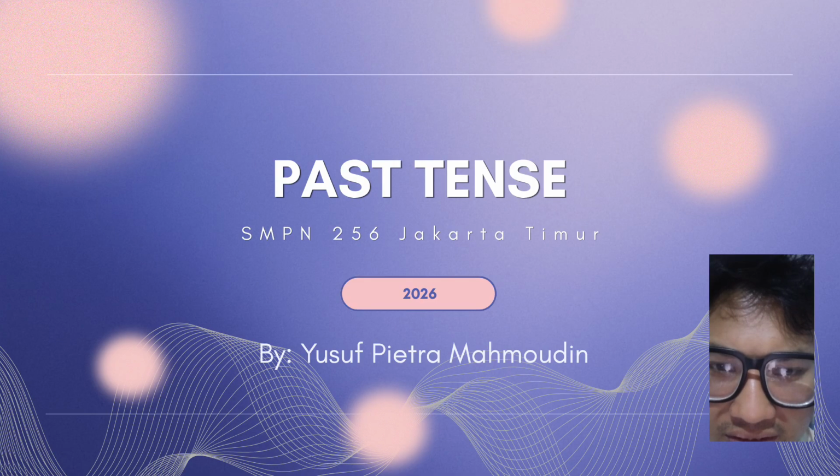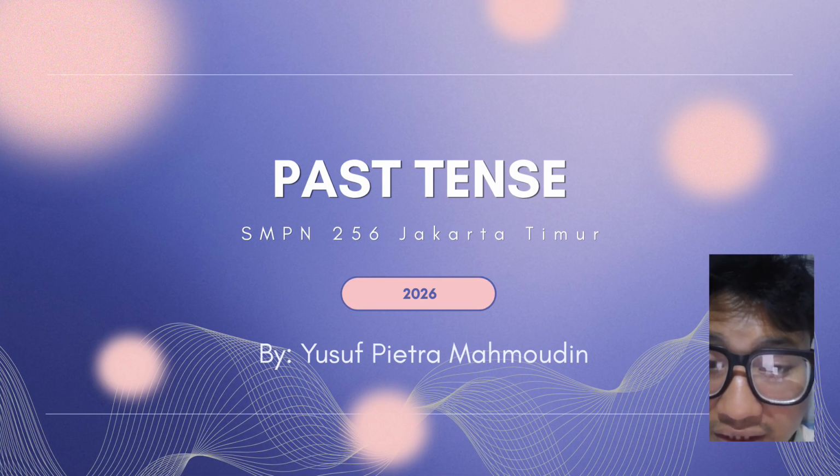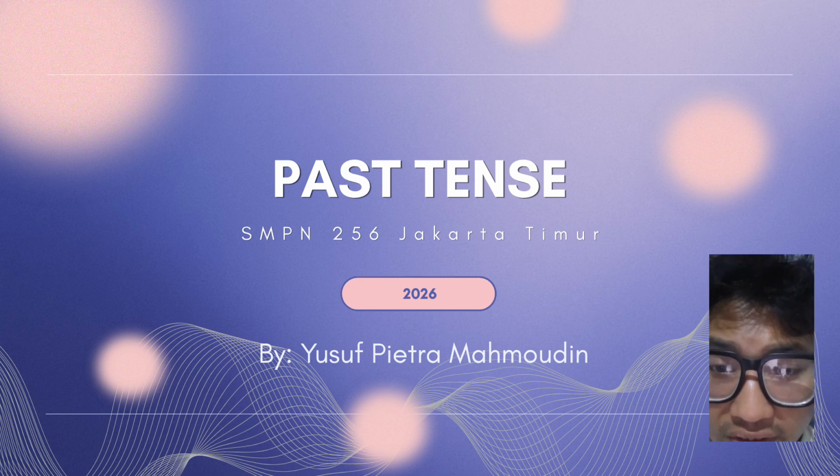Okay, what is the simple past tense? Let's take a look. The simple past tense is a verb tense used to talk about past events or actions that happen and finish in the past. The formula is, for positive: subject plus verb 2 plus object. For negative: subject plus did not or didn't plus verb 1. For the question: did plus subject plus verb 1 and question mark.